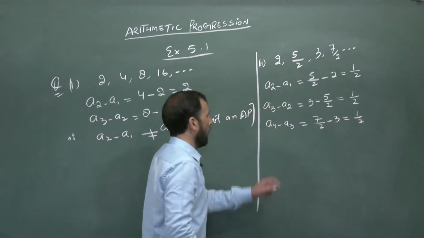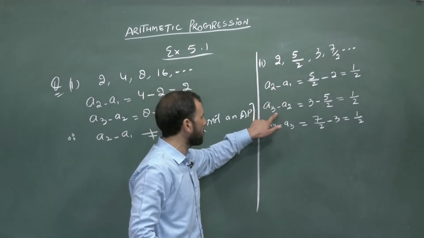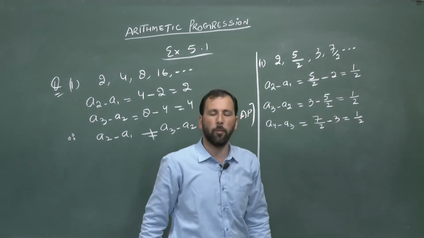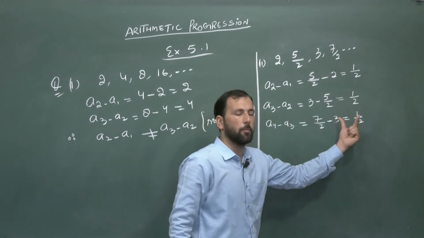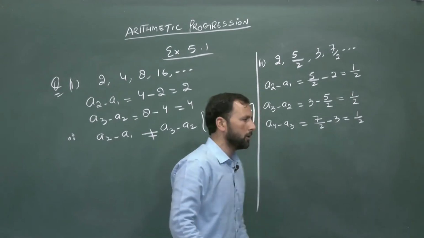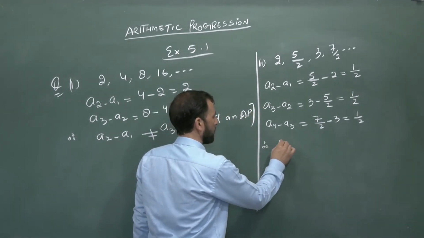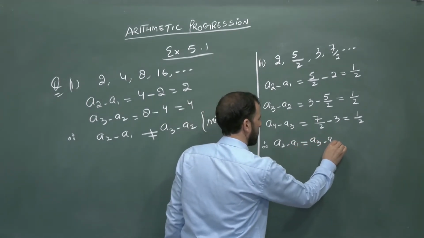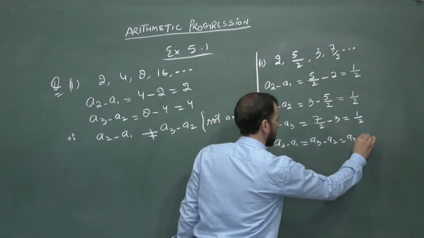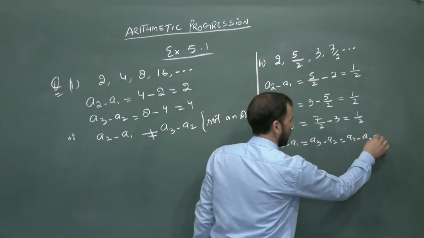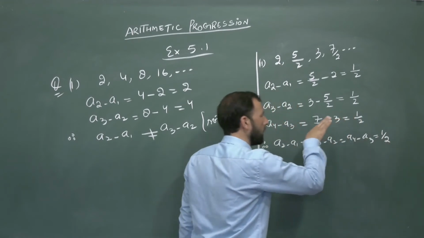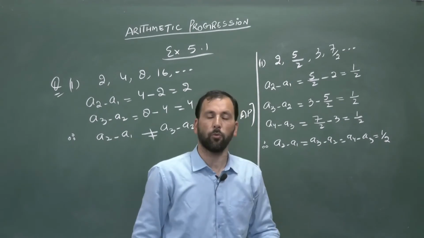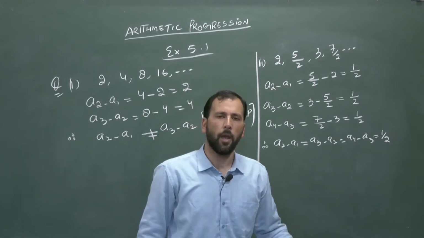Here we observe A2 minus A1 is equal to A3 minus A2 is equal to A4 minus A3, both are equal to 1 by 2. So the common difference is same everywhere, that equals to 1 upon 2. Therefore A2 minus A1 is equal to A3 minus A2 is equal to A4 minus A3, all equal to 1 upon 2. So the given list of numbers form an arithmetic progression. Yes, they form an arithmetic progression. Why? Because the common difference is same everywhere.